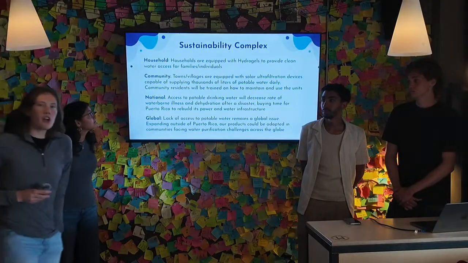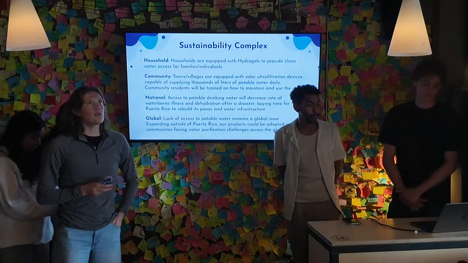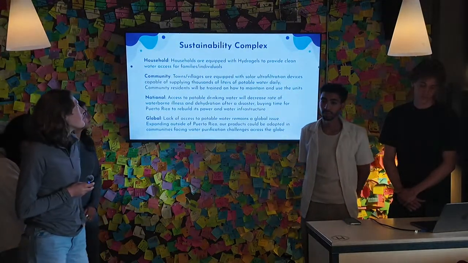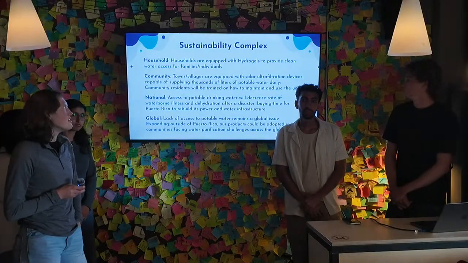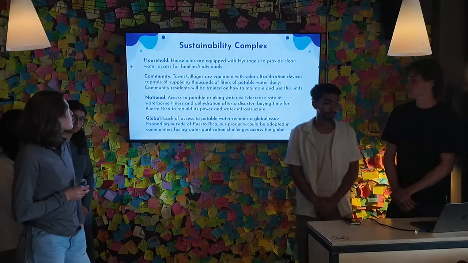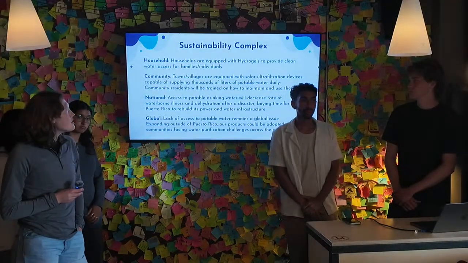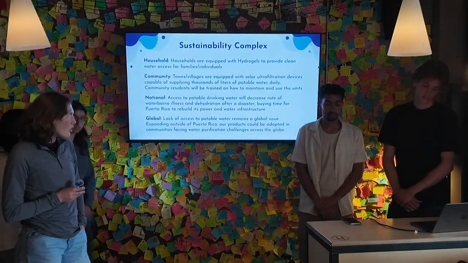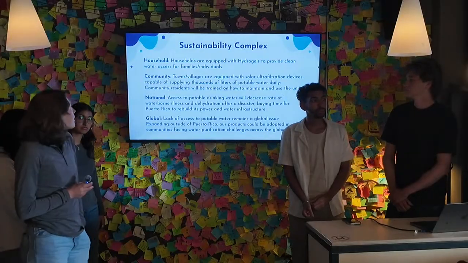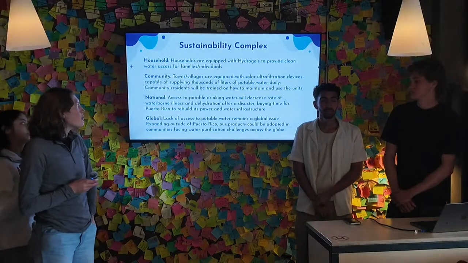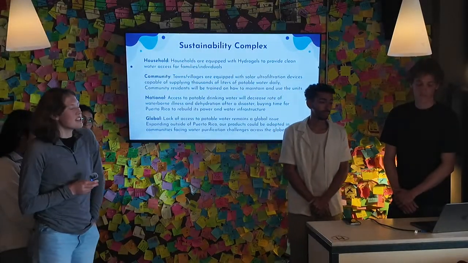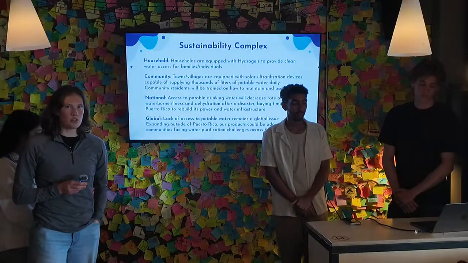So for our sustainability complex, our solution is able to help people on all levels of the sustainability complex. On the household level, households will be equipped with the hydrogels to provide clean water access for families and individuals within a few days of the disaster. On the community level, towns and villages are equipped with solar ultrafiltration devices capable of supplying thousands of liters of potable water daily. On the national level, access to potable drinking water will decrease the rate of waterborne illness and dehydration after a disaster, buying time for Puerto Rico to rebuild its infrastructure.